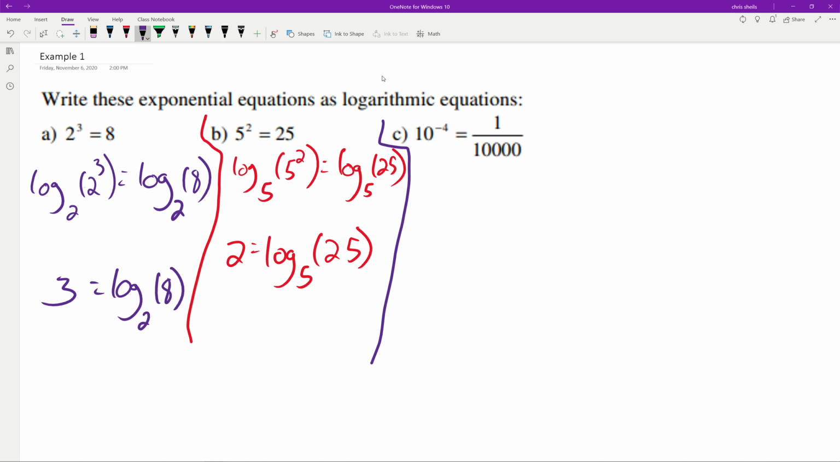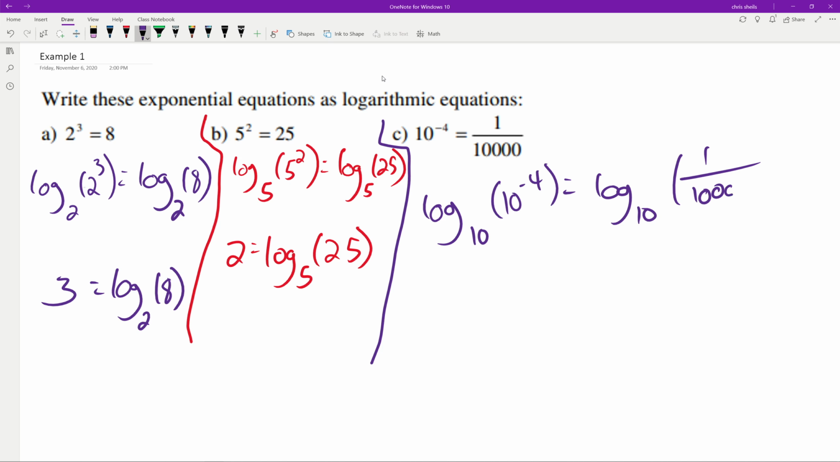And for this last one, I take log base 10 of both sides. So I have log base 10 of 10 to the negative 4th is equal to log base 10 of 1 over 10,000. So on the left-hand side I have negative 4, and on the right-hand side I have log base 10 of 1 10,000th.